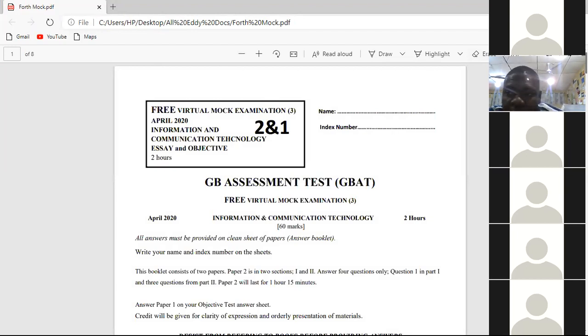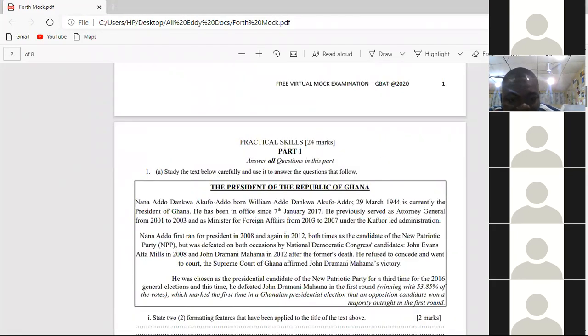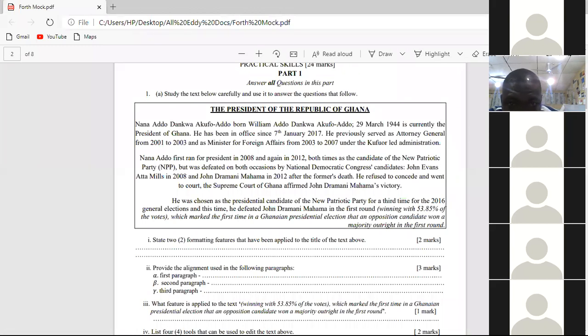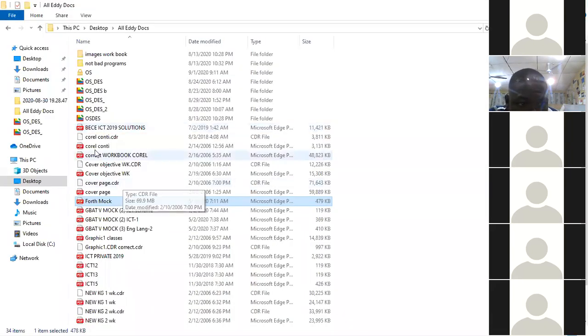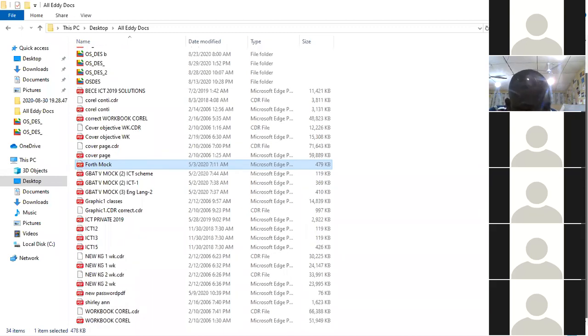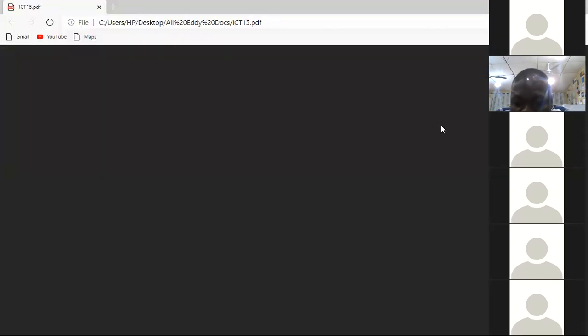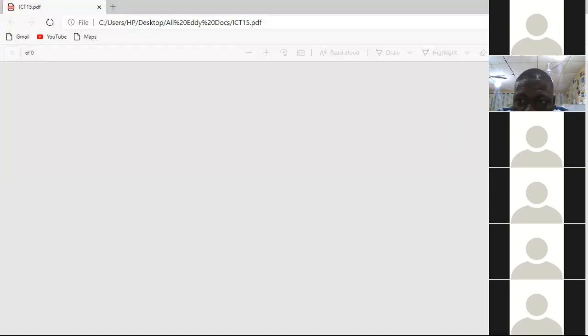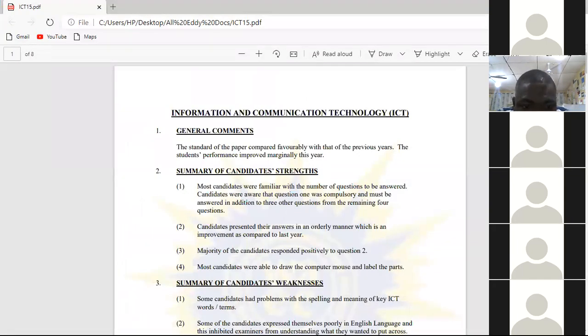So who can tell me, this file is in which format? Yes. PDF. Yes, it's in PDF format. Very good. Okay.